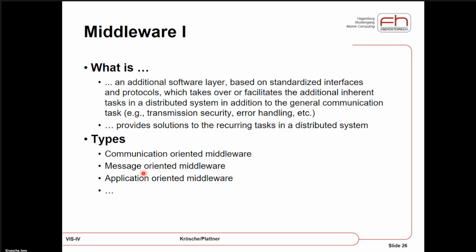In the background, it can be complex, just as we did in exercise 1, but on top of that, it's just calling methods or seemingly calling methods. And this is what middleware is used for. So it's basically an additional software layer which uses standardized interfaces and protocols, and which takes care, which manages additional inherent tasks in a distributed system.